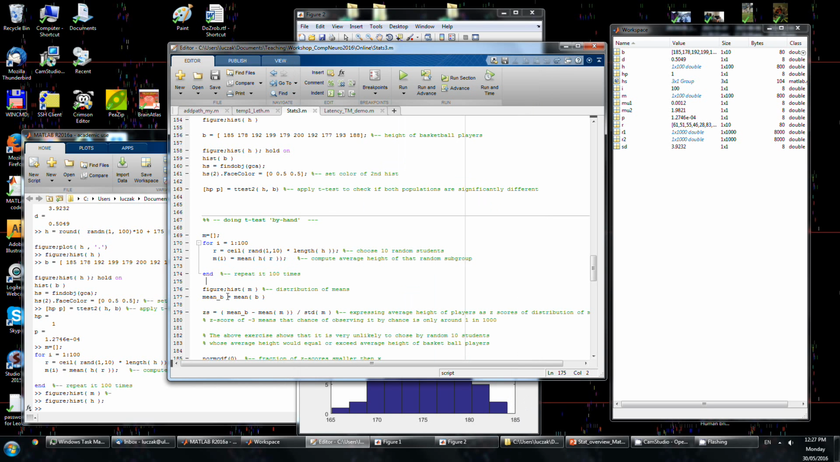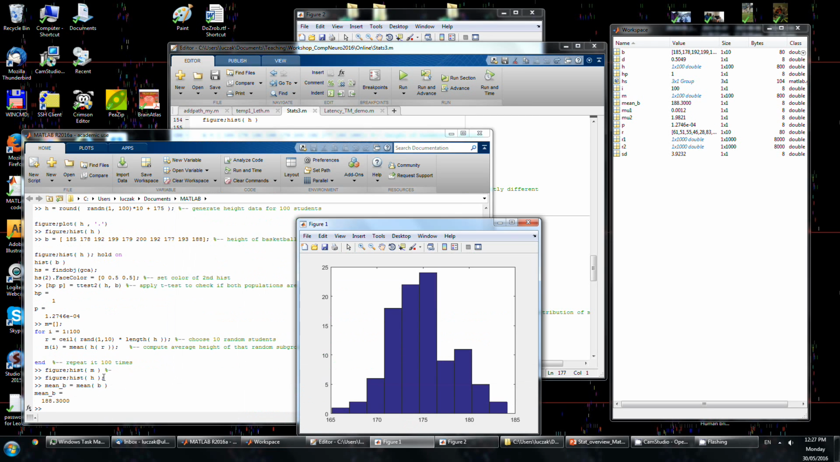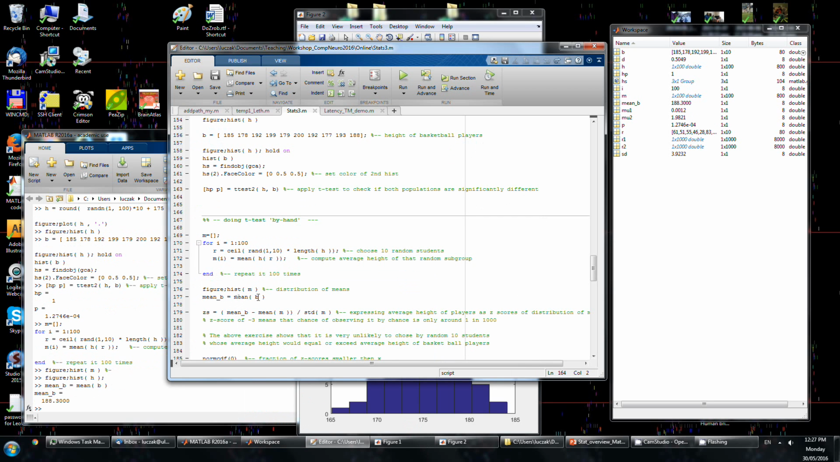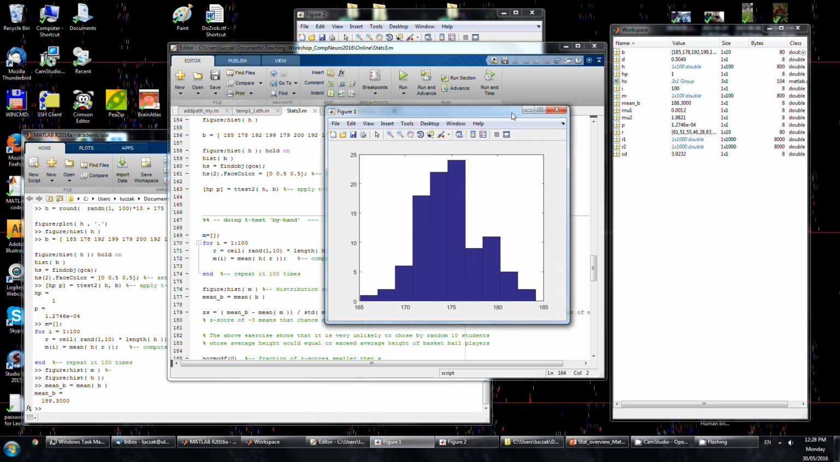So let's compare this with the mean of our basketball players. This is the mean of B, in this vector B. It was 188 centimeters. So it means that it is very unlikely, just by chance, to take 10 random people from our population and have an average height as high as the average height of those 10 basketball players. So comparing the value of the basketball players to this distribution, it seems like those basketball players are significantly taller than the general population.